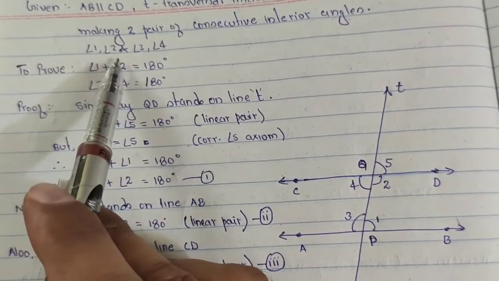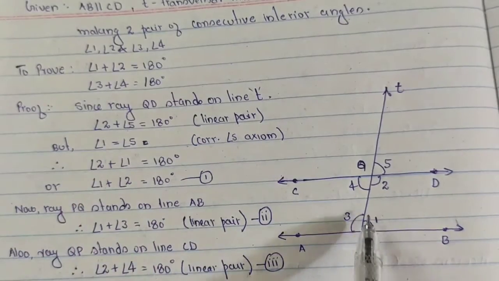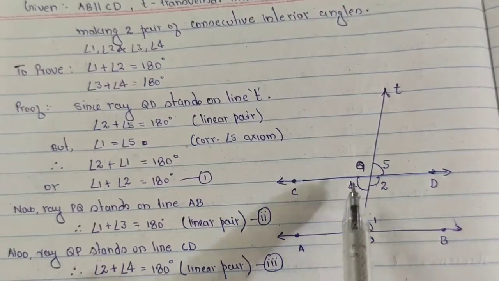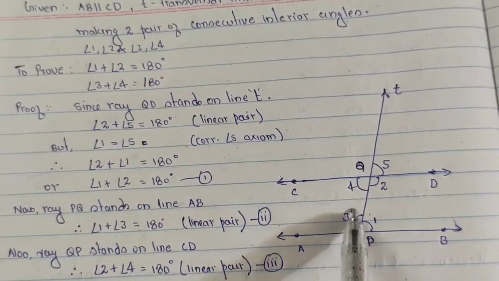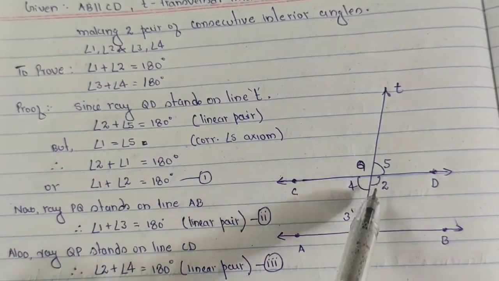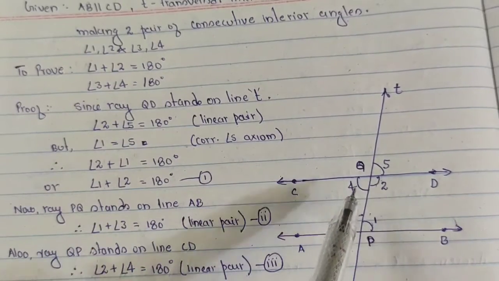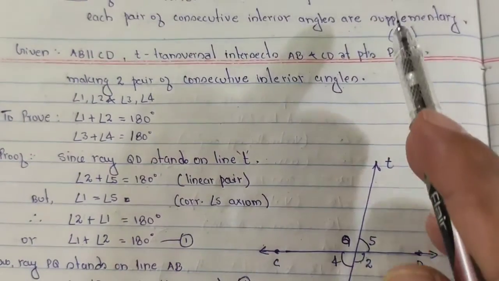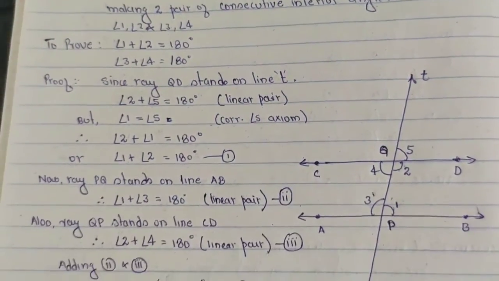Angles 1, 2, 3 and 4: 1 and 2 are interior angles on one side, 3 and 4 on the other side. Now you need to prove that angle 1 plus angle 2 is 180, and angle 3 plus angle 4 is 180, because supplementary is given. Supplementary.